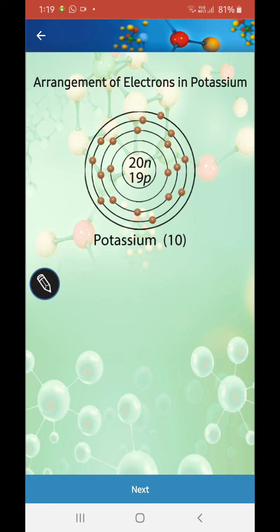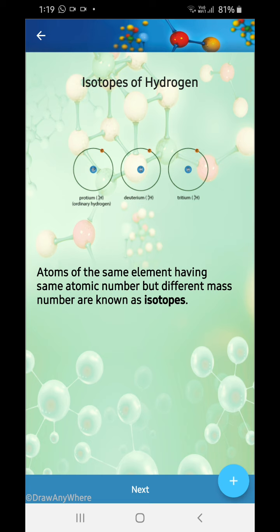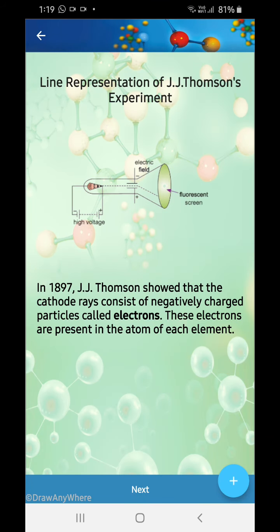Now potassium also, you can see the same thing. I will not explain more. Now the isotopes of hydrogen are protium, deuterium and tritium. The atoms of the same element having the same atomic number but different mass number are known as isotopes. Now you cannot understand why they are having this, okay, I cannot tell you this.